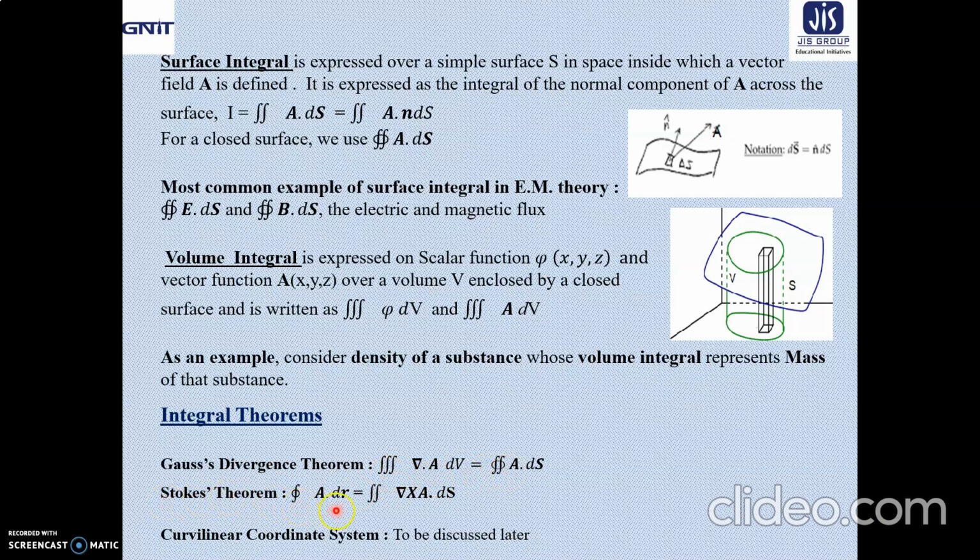Next is Stokes theorem. It relates the closed loop integration with the surface integration over an open surface. If we consider an open surface enclosed by a closed loop, then according to Stokes theorem, the closed loop line integration of A dot dr for a vector field defined in that space is equal to the surface integration of its curl. That means it relates the closed loop integration with the open surface enclosed by the closed loop.